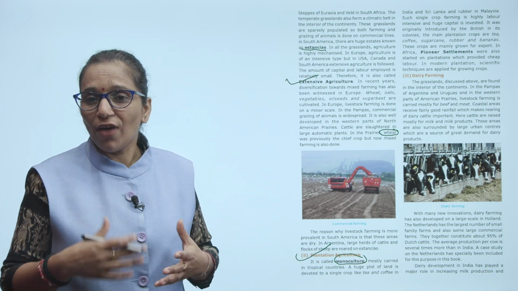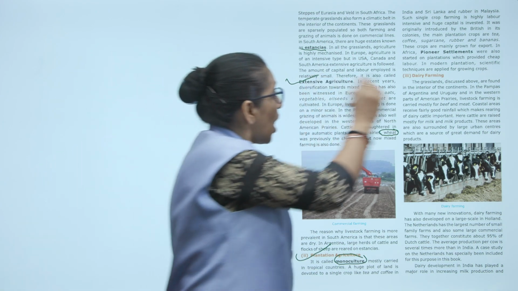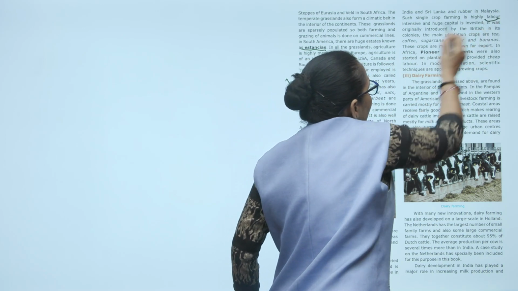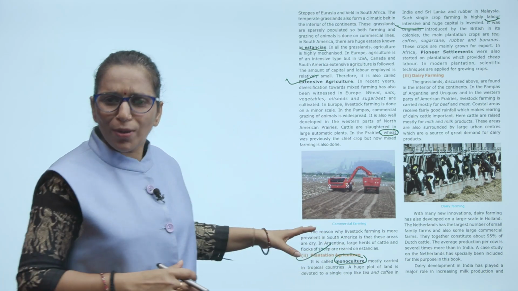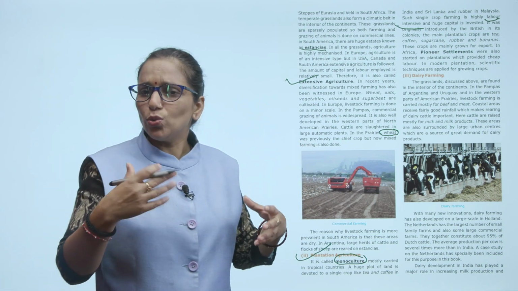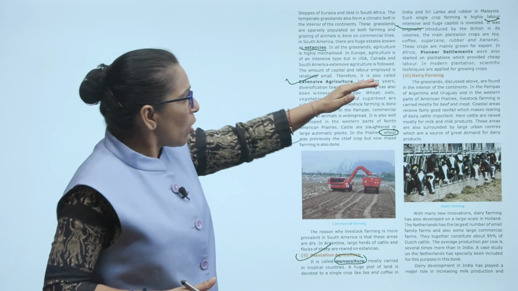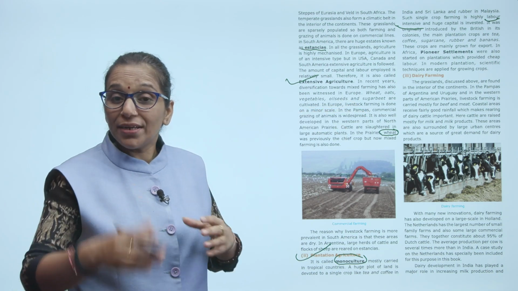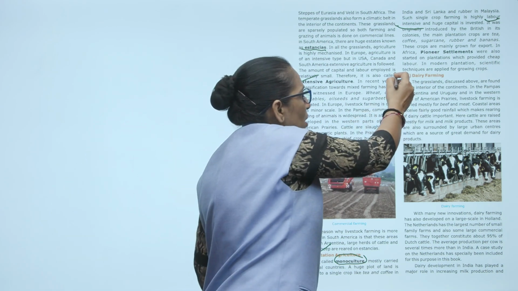Such single crop farming is highly labor intensive, not machine intensive. They are labor intensive and huge capital is invested. Originally it was introduced by the British in their colonies for the main plantation crops like tea, coffee, sugarcane, rubber, bananas etc. But later on this continued, and these crops are mainly grown for export, trade purposes. And in Africa, pioneer settlements were also started on plantations, which provided cheap labor. In modern plantations, scientific techniques are applied for growing the crops.